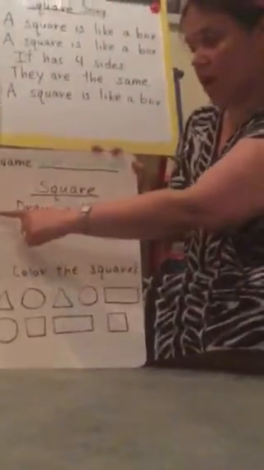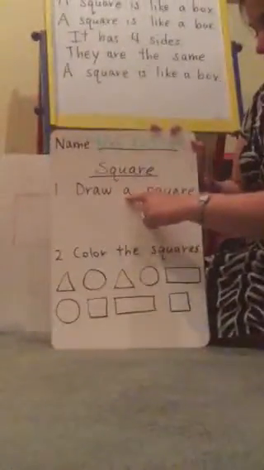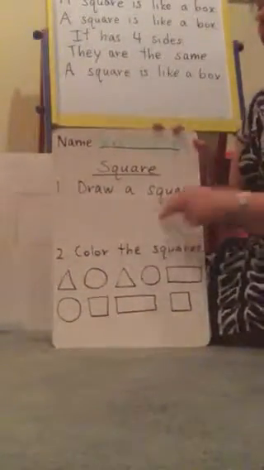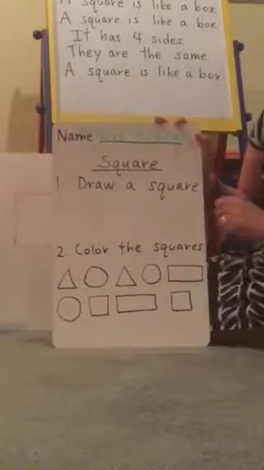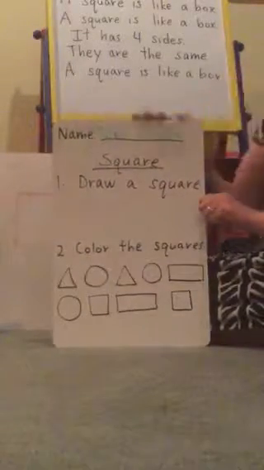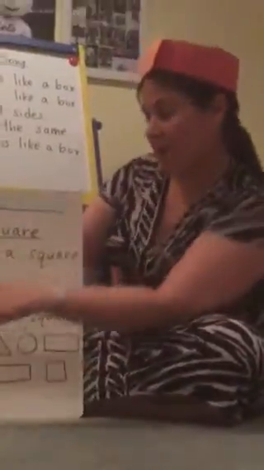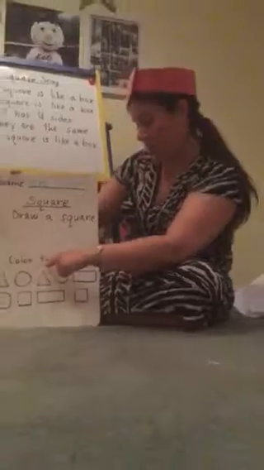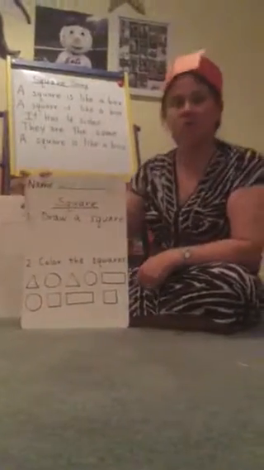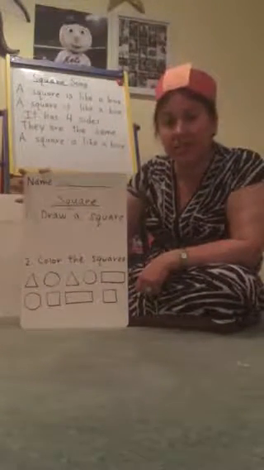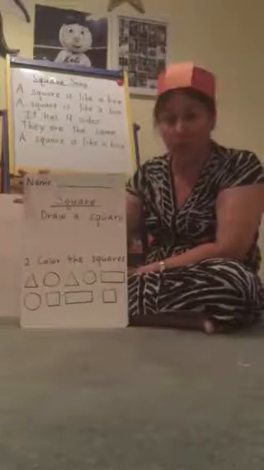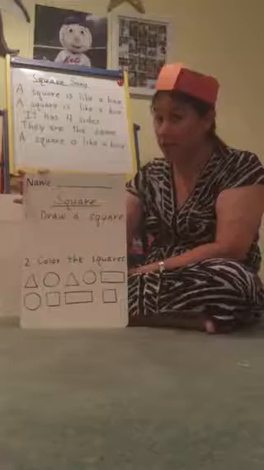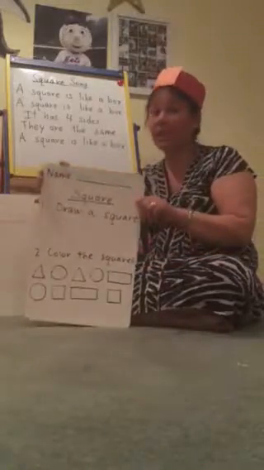It says square. Number 1, draw a square. So you have all this room here to draw your square. Remember, it has 4 sides and they're the same. So take your time with it. Number 2, color the squares. So you get to be a square detective, and you get to look at all these shapes here and find the squares and color them with a crayon. Take as much time as you need.